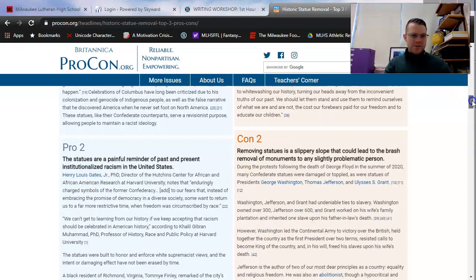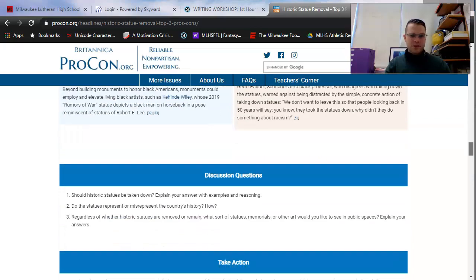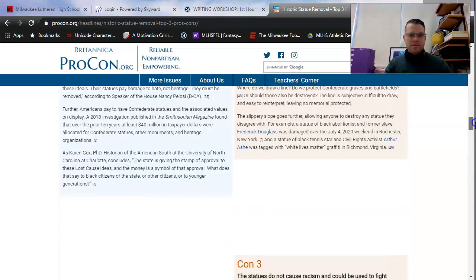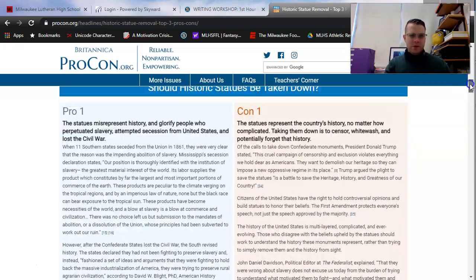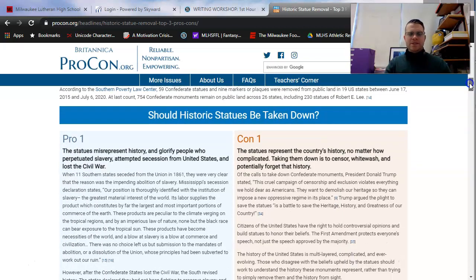It's celebrating losers of the Civil War. Other pros: statues are a painful reminder of institutionalized racism in the United States. There are many other people who could be better represented by statues. Those are the three main ones right there. One thing that's kind of missing from their pros list is that these statues could be better used elsewhere. The idea of, instead of taking them down and destroying them, that they could be placed in museums instead, kind of like how the Holocaust is represented in museum form. That way they're not out in the public and people can choose to see them.